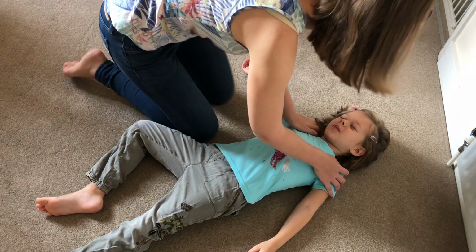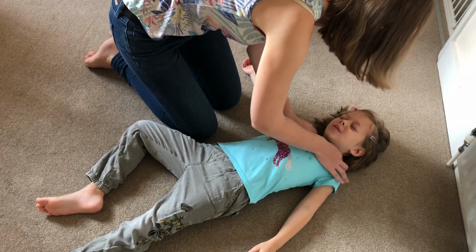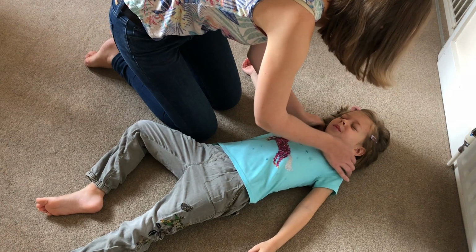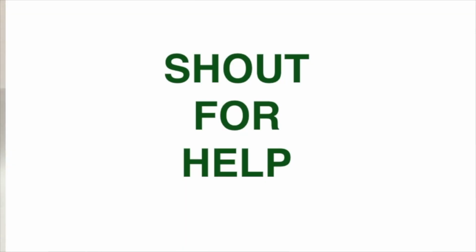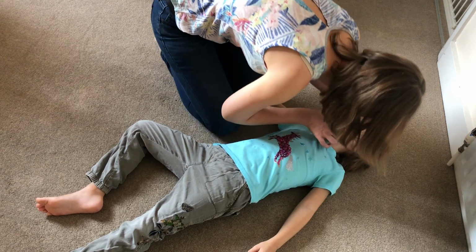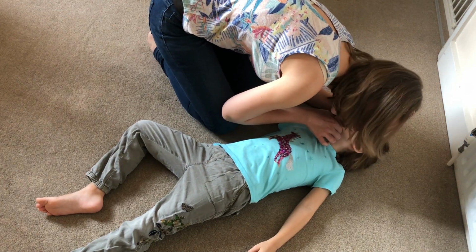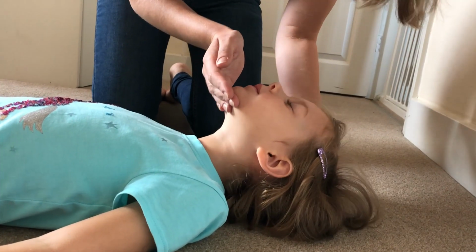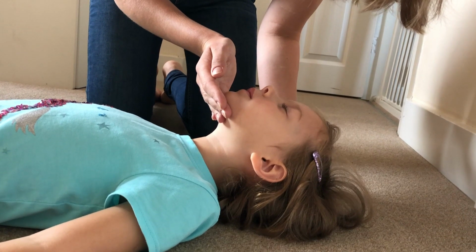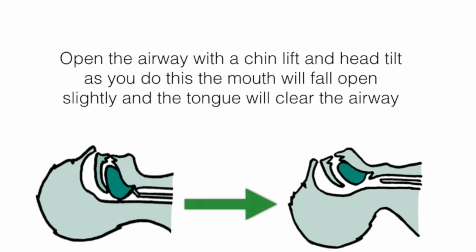Then we're going to see if they respond to pain. So you're going to push down on the collarbone like so, or pinch the ear, and see if you can get a pain response. If you don't get a response, shout for help. Help! Then we need to open the airway. We lift the chin up and tip the head back. This opens the airway by moving the tongue out of the way, as these two pictures clearly show you.